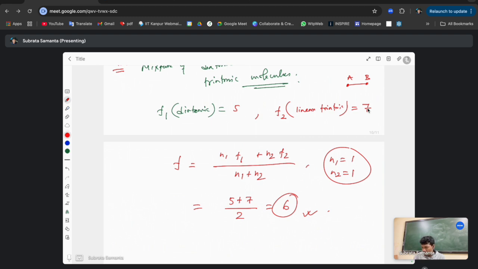Okay? So now we can calculate the average energy using the equipartition theorem. So the energy of this mixture is basically F of the mixture over 2, half kT, right? Using the equipartition theorem, it's basically 3 kT.